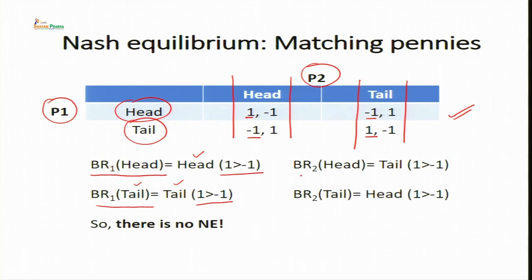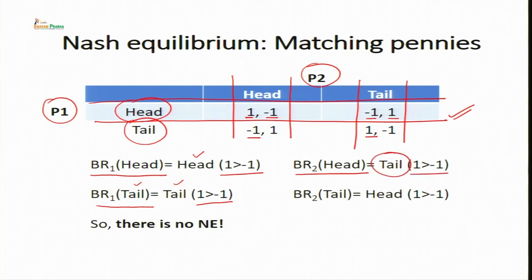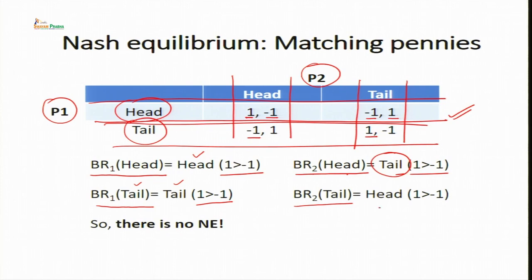Similarly, for player 2. The best response of player 2 for head, that means the other player is playing head. So, we are in this row. Suppose player 2 is playing head, then it is getting minus 1. If he is playing tail, he is getting 1. So, clearly 1 is more than minus 1. So, tail is the best response. So, see here, the best response of player 2 for head of player 1 is tail, and similarly the best response of player 2 for tail, that means we are here, is head.